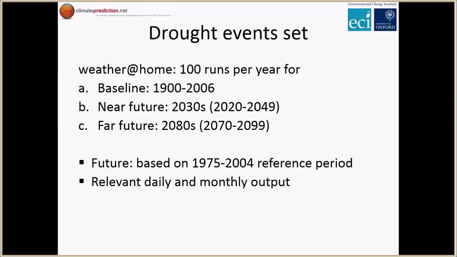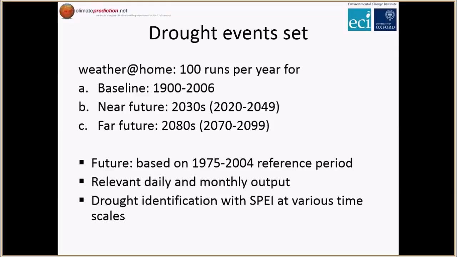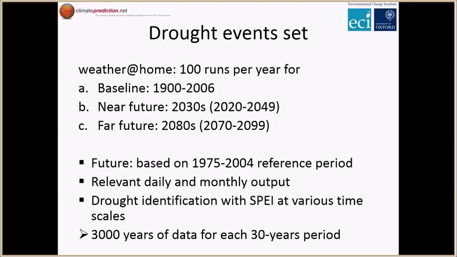We then output relevant daily and monthly variables, so things of course relevant to droughts, such as daily minimum and maximum temperature, precipitation, and variables needed to compute potential evaporation. And we then identify droughts within these time series using SPEI at various time scales. I'm not going to go into details on this today. Overall, if you think about each 30-year period, we have 100 simulations. This means that we get about 3,000 years of data with lots of drought events in there to be analyzed.